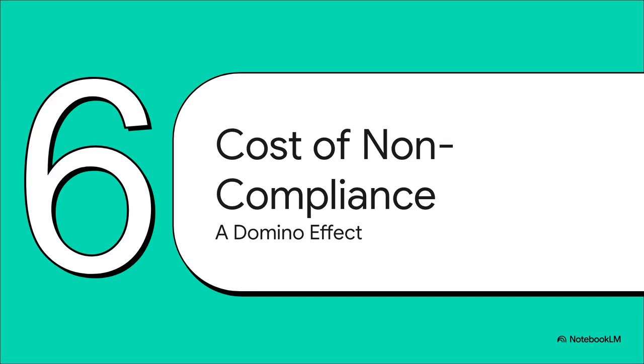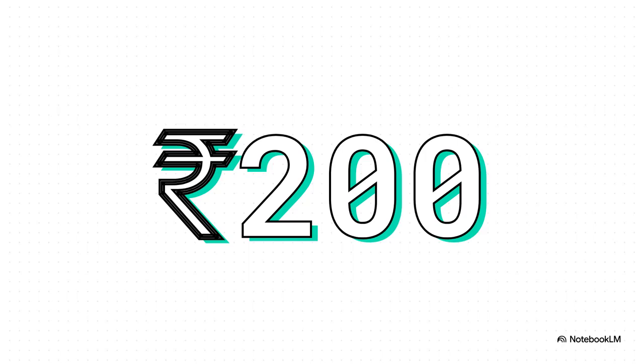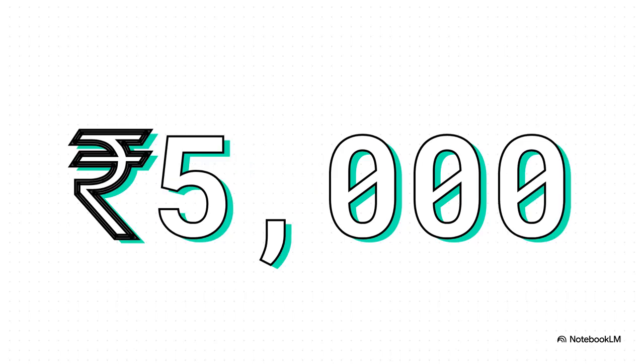Okay, last section, and it's a crucial one. Let's talk about the cost of non-compliance. What happens if you get this wrong? Because, and I'm not exaggerating here, the consequences can be a real domino effect of problems. First off, there's a late fee. 200 rupees per day for every day you're late filing. It might not sound like a huge number, but it starts adding up from day one. Now, that daily fee is capped, and the cap is 5,000 rupees per return. So while there's a ceiling, it's a cost you absolutely want to avoid.